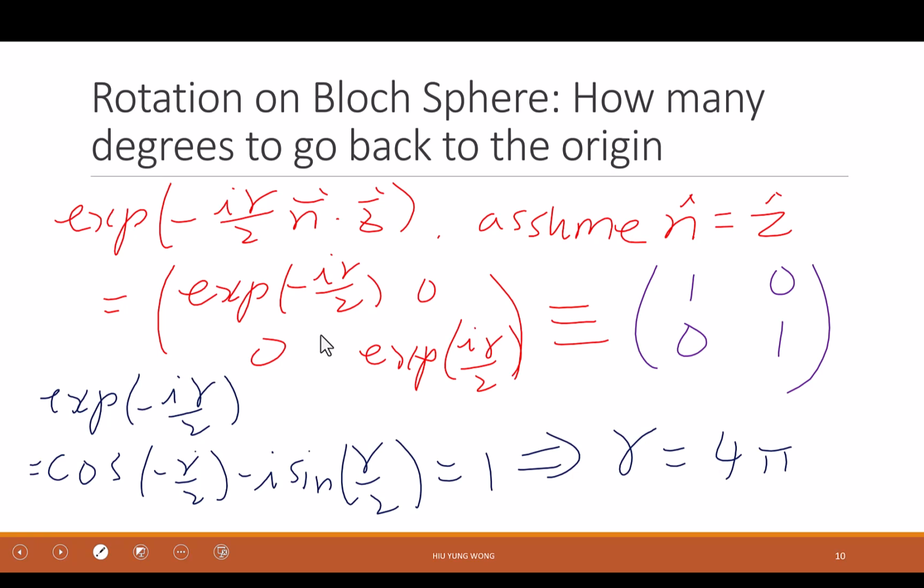Okay, so actually some people may draw it as 2 spheres. When you rotate, it will go to another sphere and then come back. Then 4 pi will bring you back. That's another transformation. Right, that's one thing.